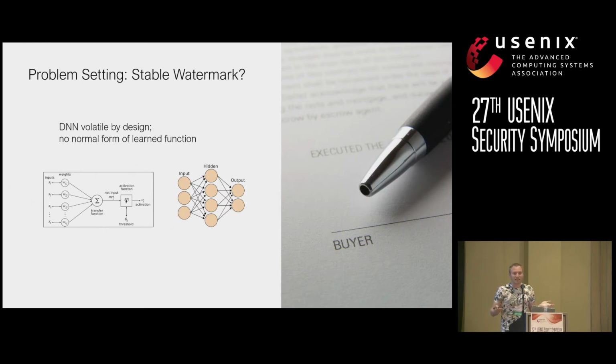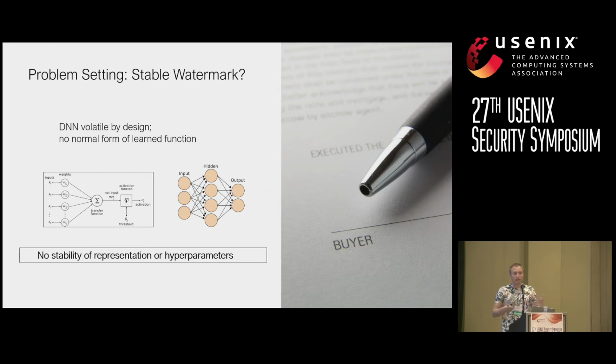But you can't do that because there are very simple ways to change a neural network model in a way that it will still do the exact same thing as before, but the whole representation is going to be different. Another problem is that there's kind of no normal form of the learned function that you have. You can't extract the core of what is actually going on there, which you could also use as a watermark. So in general, you have no stability of the representation.